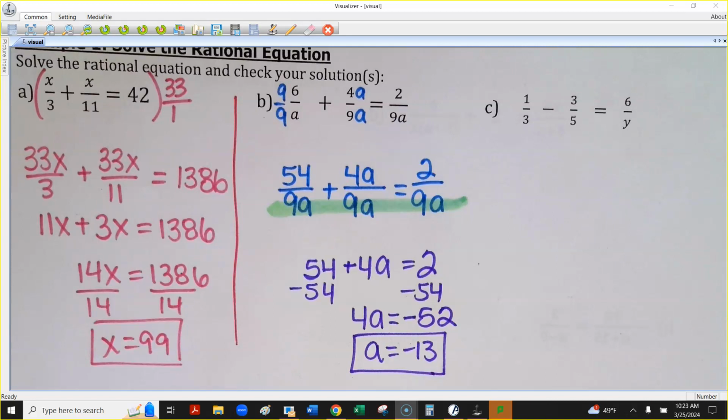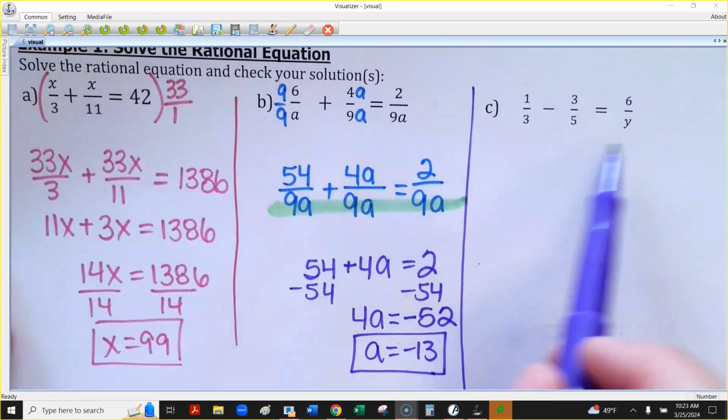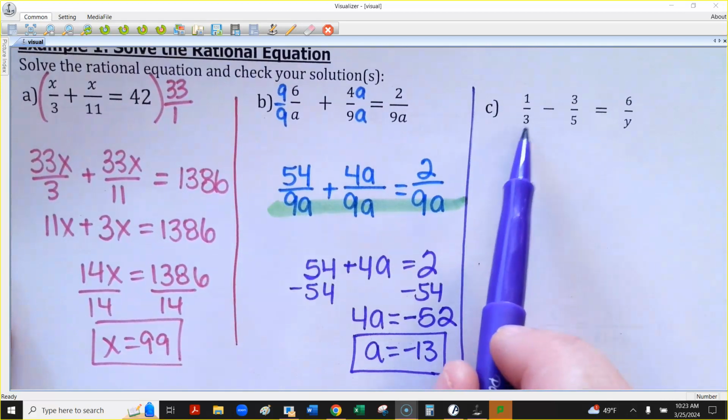So I just made all the denominators match. Okay. What would be a common denominator, because I do have a variable in the denominator, between 3, 5, and y?